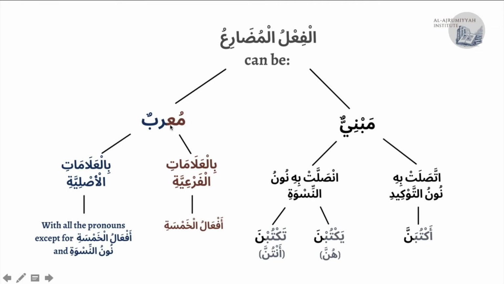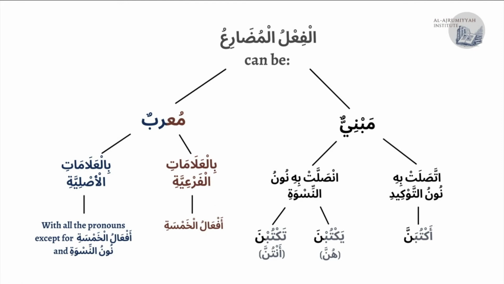But when it's going to be معرب, it can be معرب with the original signs العلامات الأصلية, or with the secondary signs العلامات الفرعية. The primary signs or the original signs are the ضمة and the فتحة and the كسرة, and that is with all the pronouns except for the أفعال الخمسة. So أنتِ, أنتم, هم, أنتما, هما, and نون النسوة, which we just covered here. While it's going to take العلامات الفرعية, the secondary sign, which is the ثبوت النون, if it's الأفعال الخمسة, the 5 special verbs I just talked about.